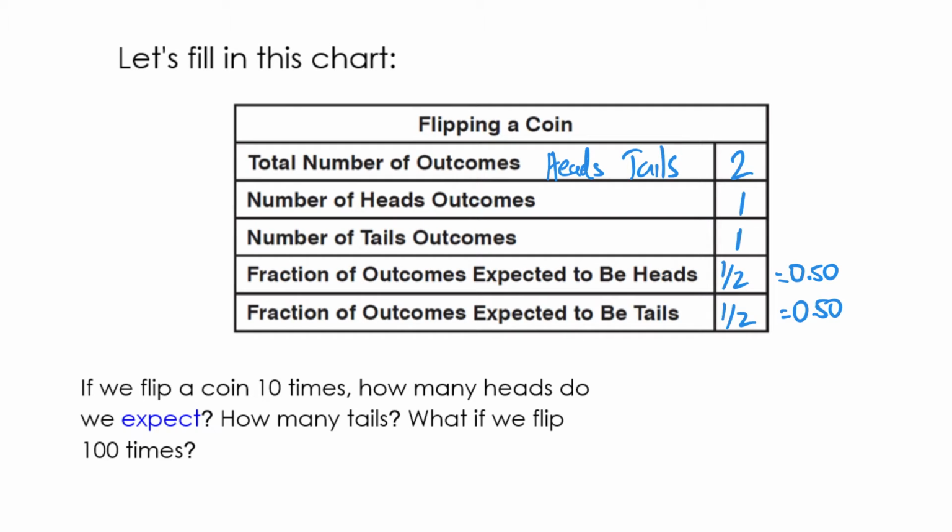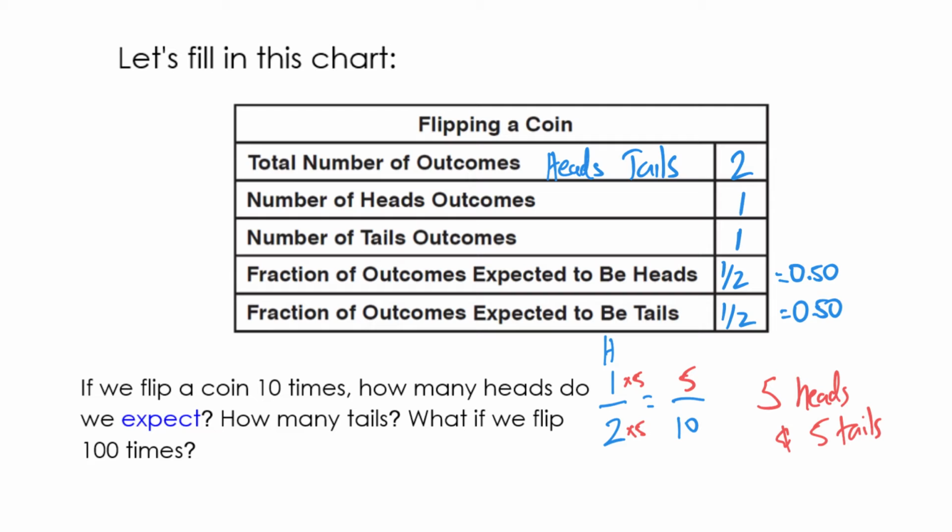If we flip a coin 10 times, how many heads do we expect? How many tails? Well, let's do the math here. If heads is 1 over 2, and we were to do it 10 times, you would multiply the denominator 2 times a number, which is 5, gives us 10. And then you multiply the top. So you should get 5 heads and 5 tails. They're both the same because they're 1 and 2.